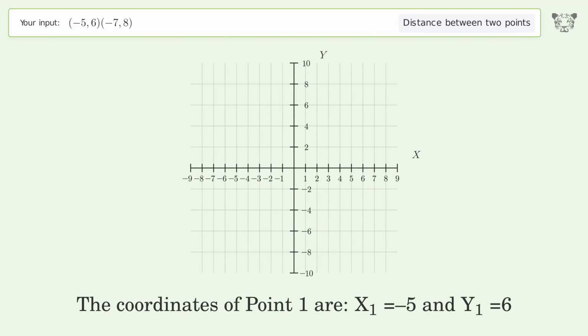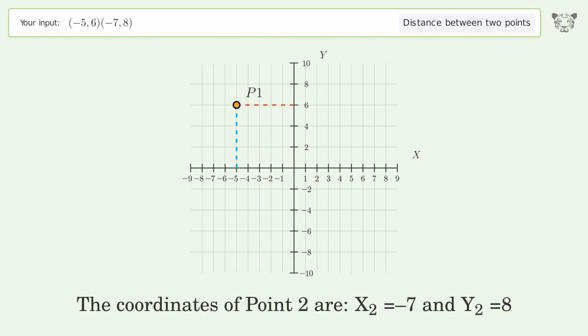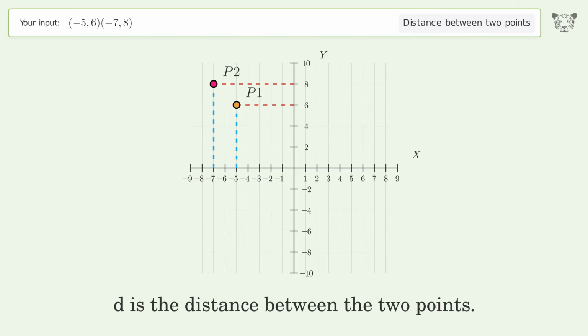The coordinates of point 1 are x1 equals -5 and y1 equals 6. The coordinates of point 2 are x2 equals -7 and y2 equals 8. D is the distance between the 2 points.